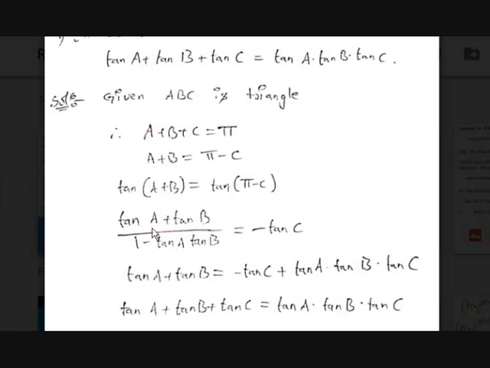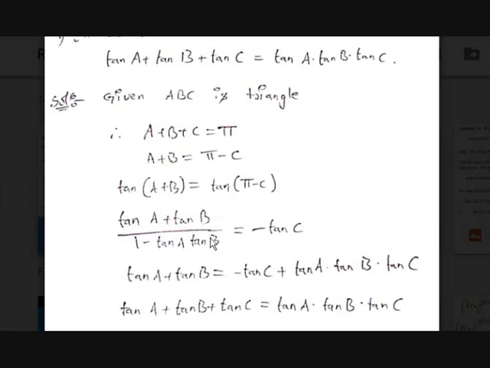Now in the denominator we have 1 minus tan A tan B, right? So multiply both sides by 1 minus tan A tan B. In the LHS, the denominator cancels out. So you get tan A plus tan B is equal to 1 minus tan A tan B multiplied by minus tan C. So it will be minus tan C, and here minus times this minus will become positive tan A tan B tan C, giving tan A plus tan B plus tan C.